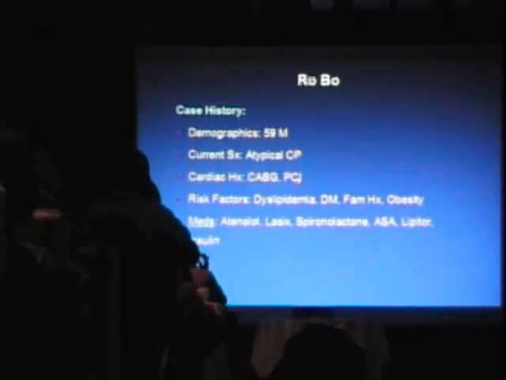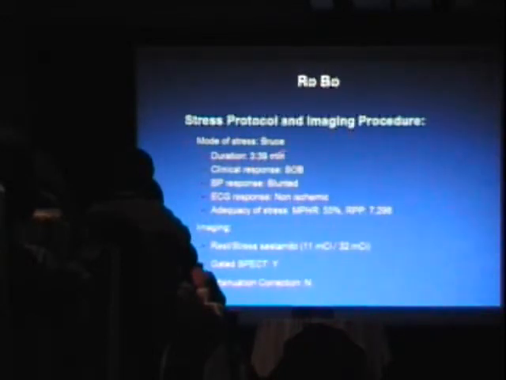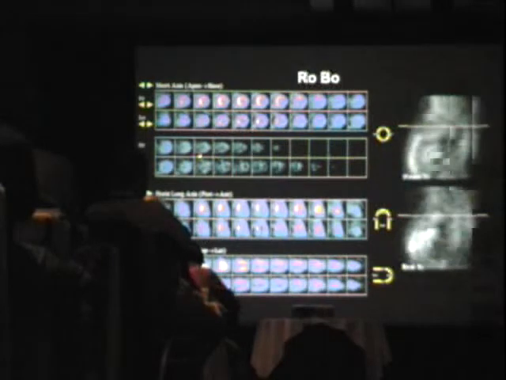This is another patient, a 59-year-old male, with prior coronary disease, post-revascularization, who comes with an atypical chest pain. The patient walked for only almost 4 minutes and had some shortness of breath. The blood pressure response was blunted. The peak heart rate response was about 55% of max, way below the 85% that we want to see. And the rate pressure product, because the blood pressure response was blunted, was very low. This is almost a resting rate pressure product.